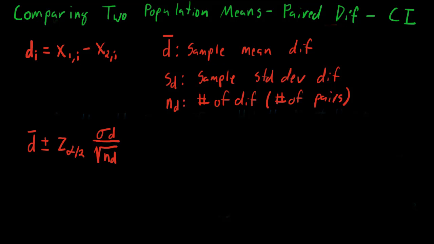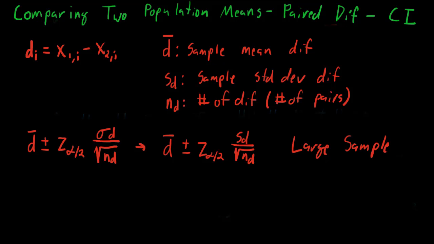If we also don't know what our sigma is, we can substitute in s, so we get d bar plus or minus z sub alpha over 2 times s sub d over the square root of n sub d. And again, that's for our large sample CI.